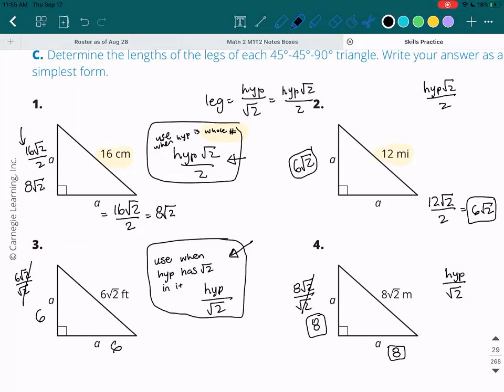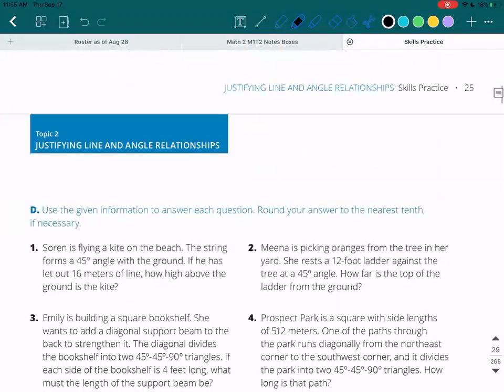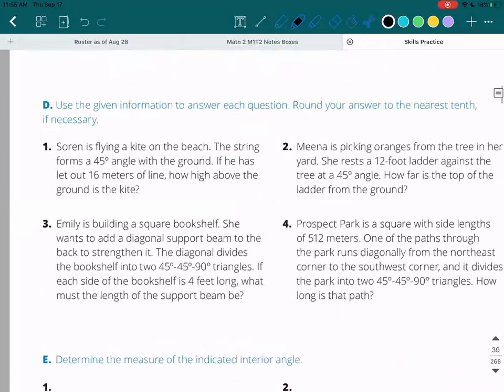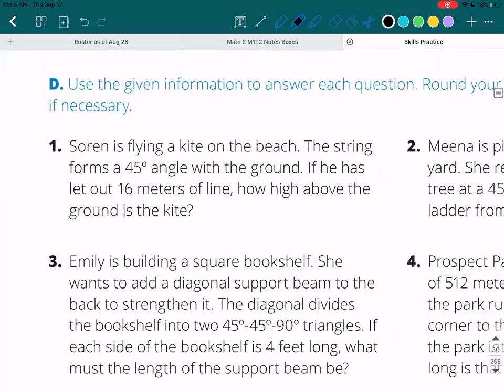Okay, do you guys have any questions on this one? Okay, we're going to do some word problems now. Over here, let's take a look at number 1. I'm going to end up drawing a picture because I think pictures always help us.